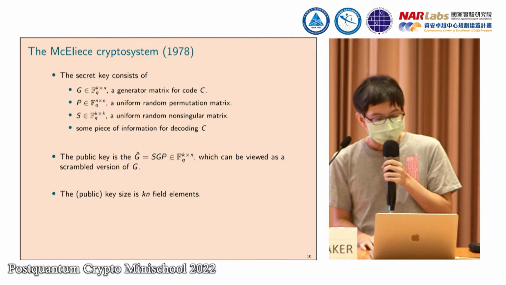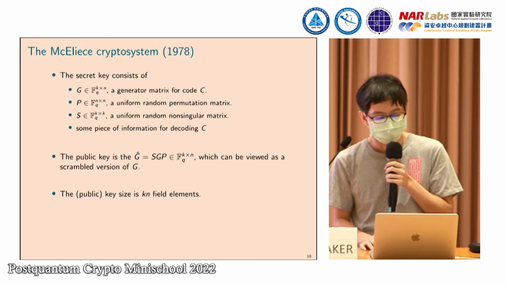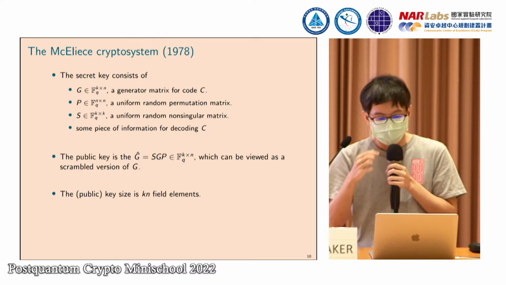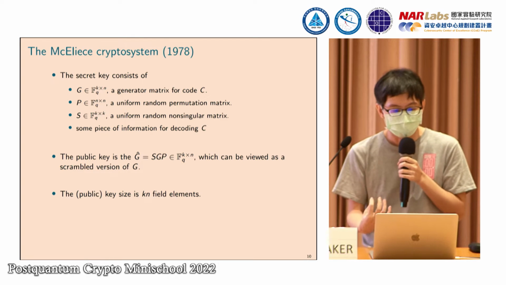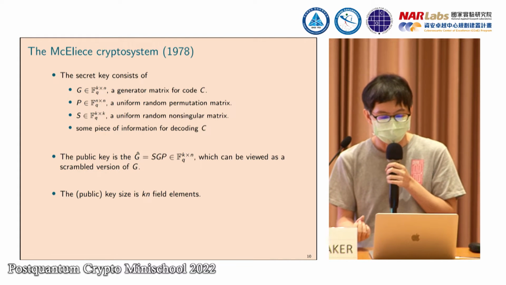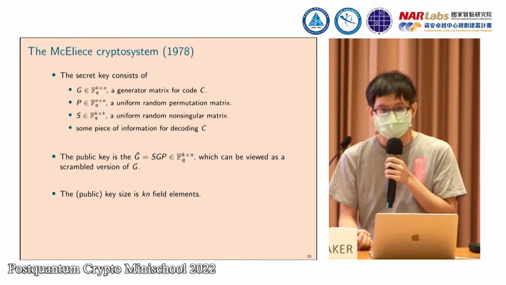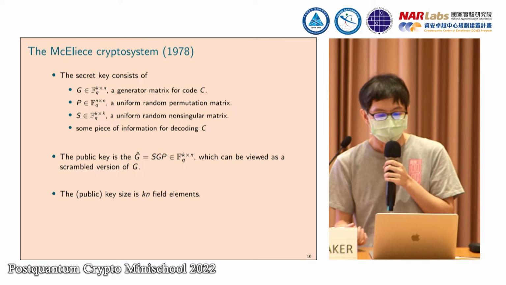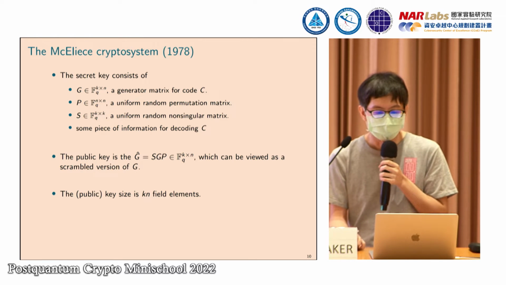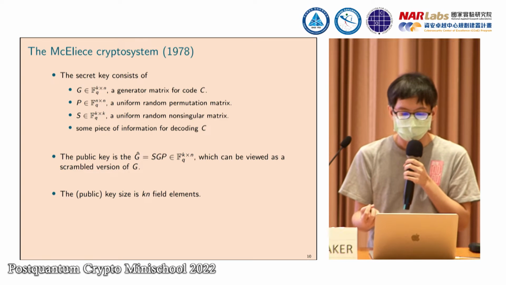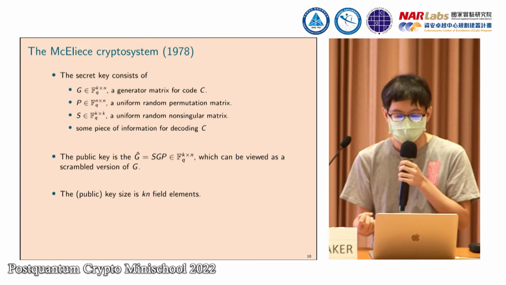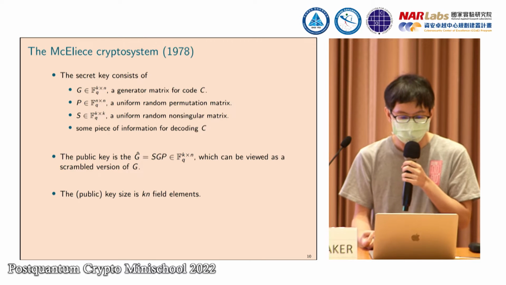Now I can start to talk about code-based crypto, what code-based crypto is actually about. Everything about code-based crypto started from the McEliece crypto system. This system was presented in 1978. So you can see that it's a system that has a very, very long history. It's already more than 40 years now.